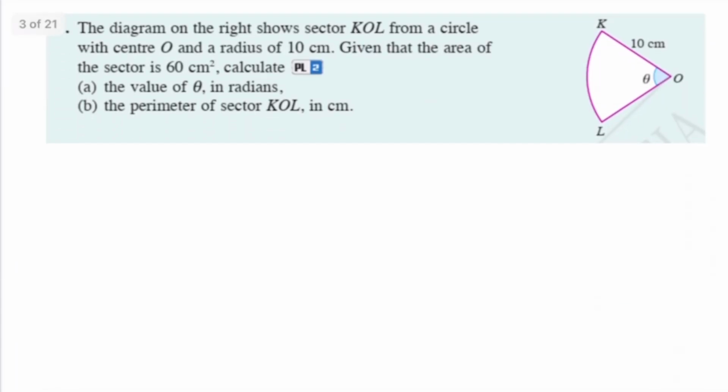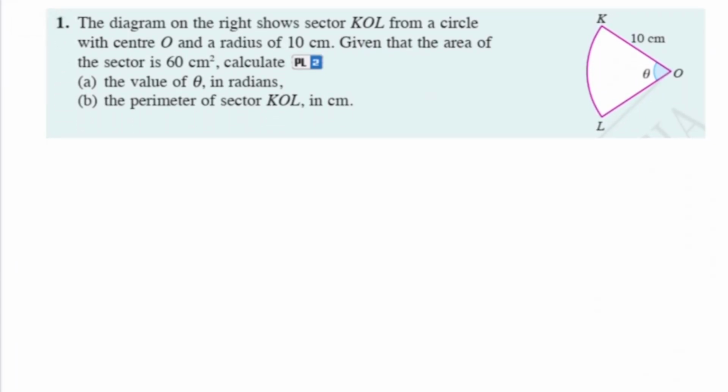So, let's get straight to the first question. The diagram shows sector KOL from a circle with center O, radius 10, and the area of the sector is 60 square cm. Calculate the value of theta.